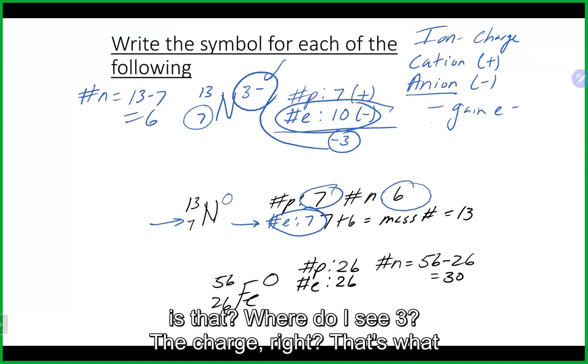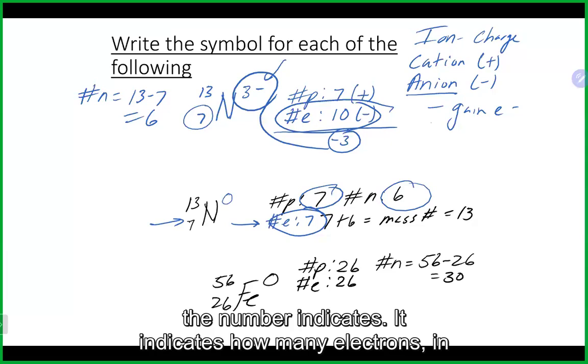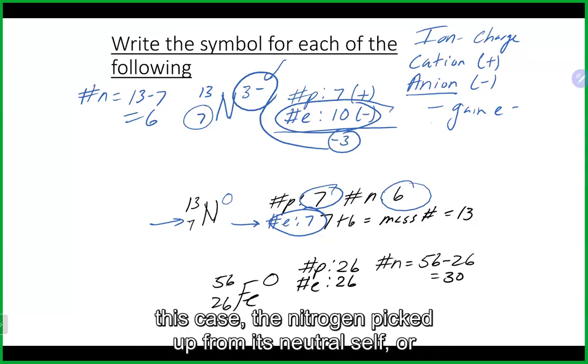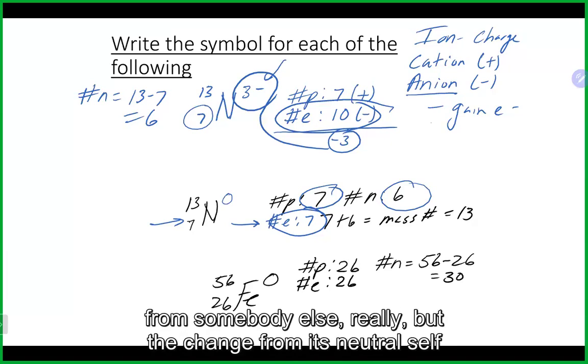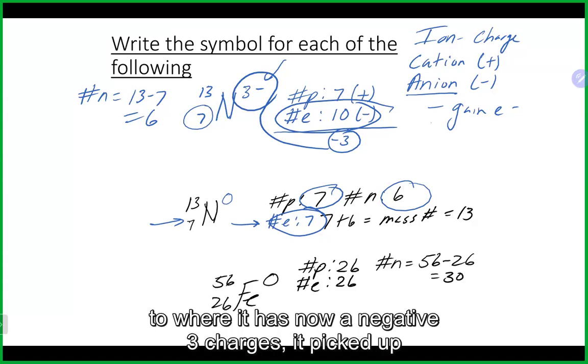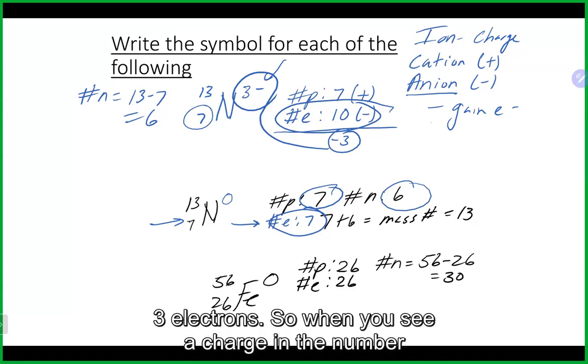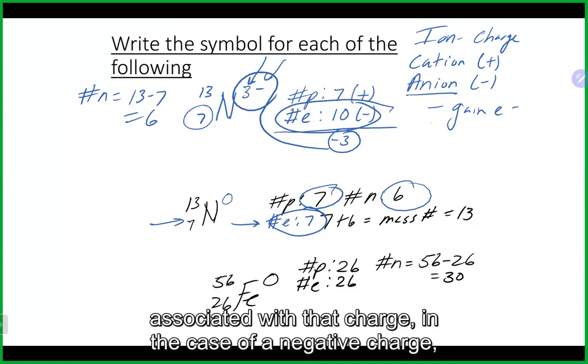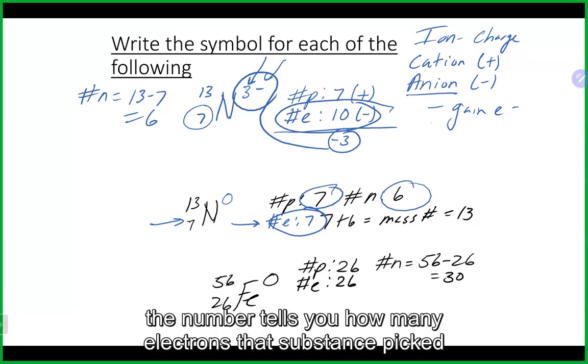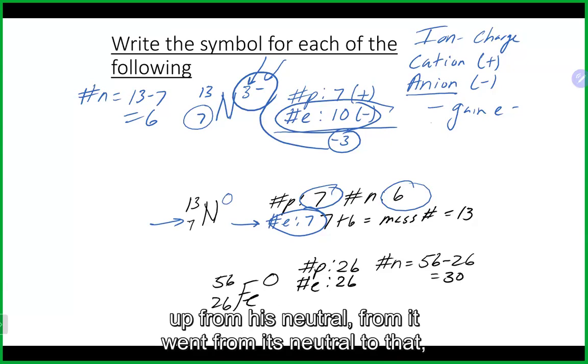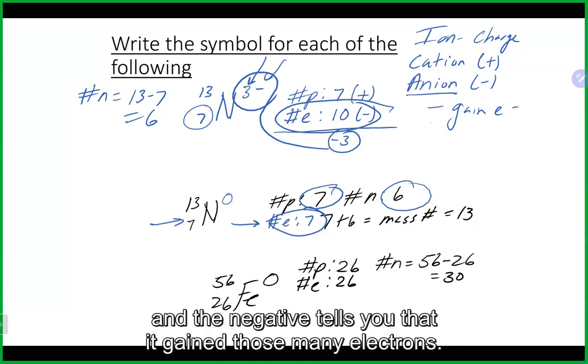Where do I see 3? In the charge, right? That's what the number indicates. It indicates how many electrons, in this case, the nitrogen picked up from its neutral self, or from somebody else really. The change from its neutral self to where it now has a -3 charge is that it picked up 3 electrons. So when you see a charge and the number associated with it, in the case of a negative charge, the number tells you how many electrons that substance picked up from its neutral. It went from its neutral to that, and the negative tells you that it gained those many electrons.